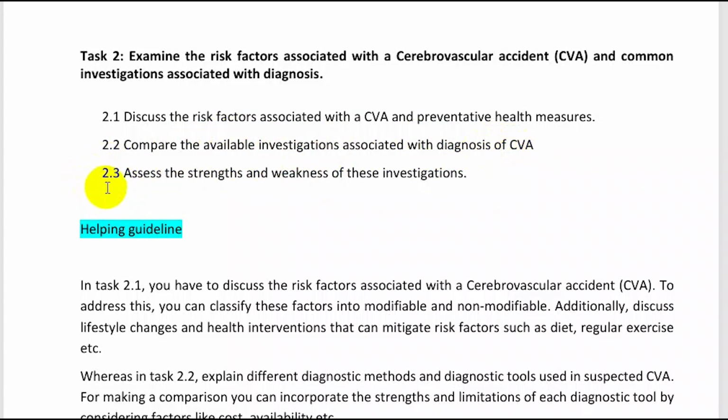Whereas for the assessment criteria 2.3, you need to assess the strengths, which are basically the positive points or the advantages of these clinical investigations that you identified under the assessment criteria 2.2, and then you need to explain the weaknesses, which are basically the disadvantages, or you can say the limitations of these clinical investigations that are used for the diagnosis of CVA.